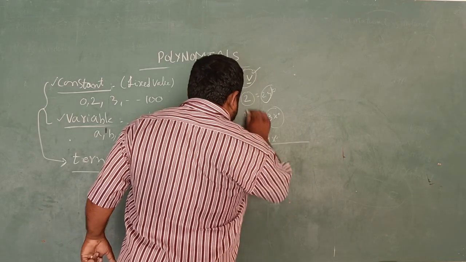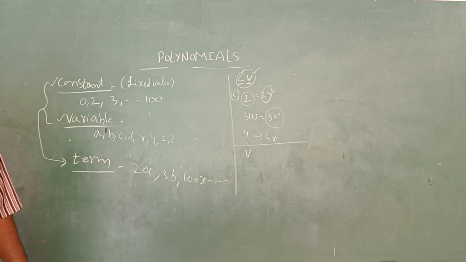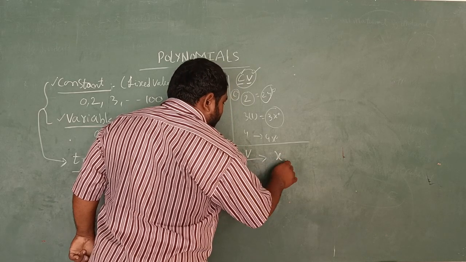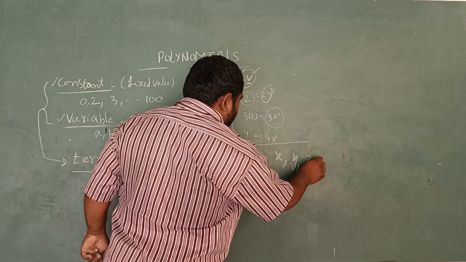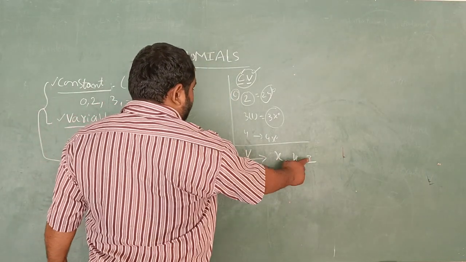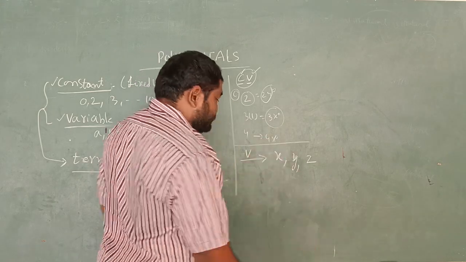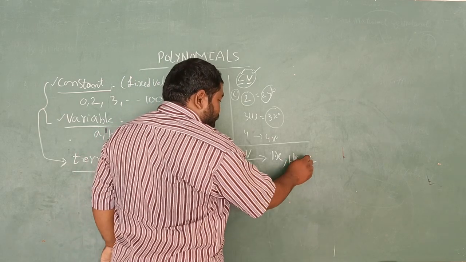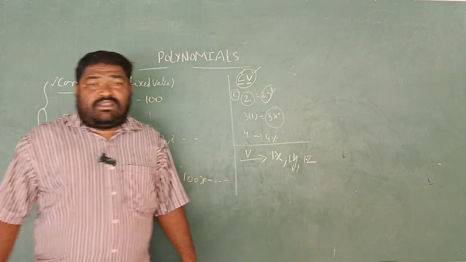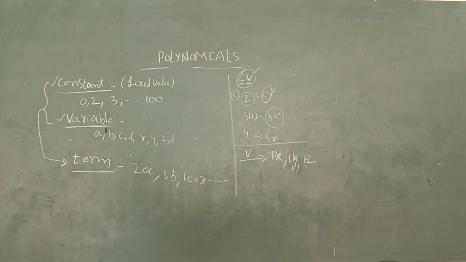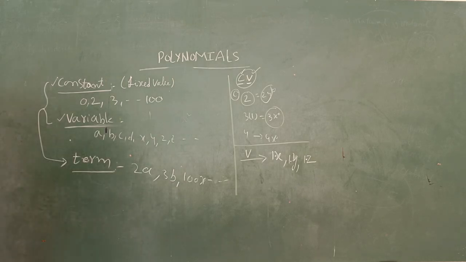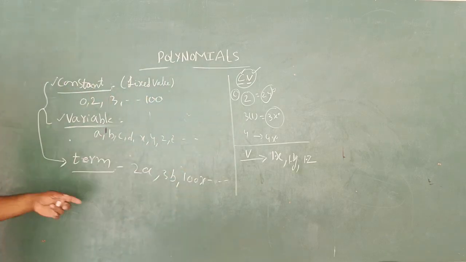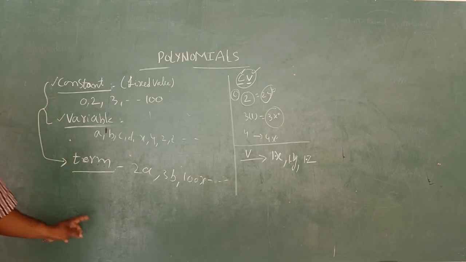Similarly, a single variable is also called a term. A single variable means, for example, x is a single variable, y is a single variable, z is a single variable. Single variables are also called terms. X can be written as 1 into x. There is no change in the value of x. Y is 1 into y. Z is 1 into z. Therefore, a single variable is also called a term. A single constant is also called a term. But the definition is, the combination of constant and variable is called a term.